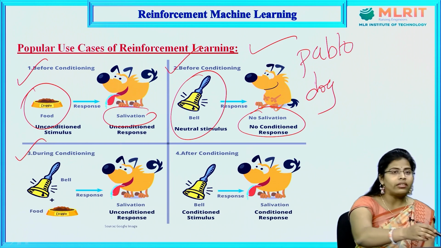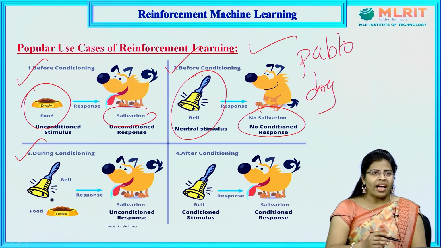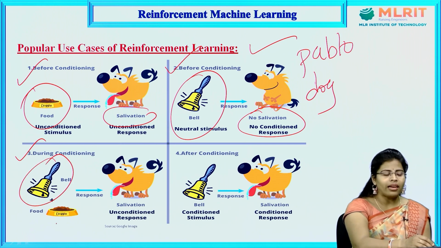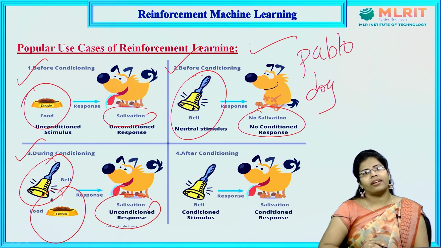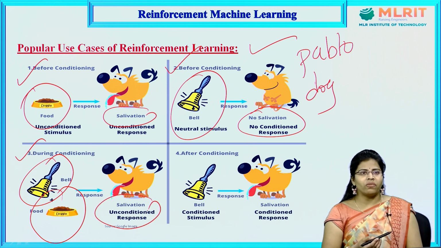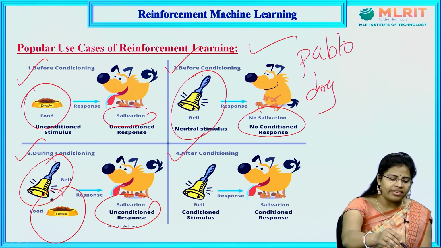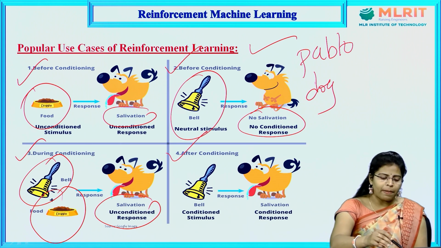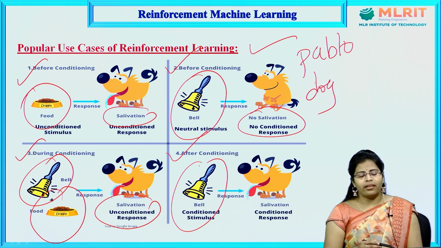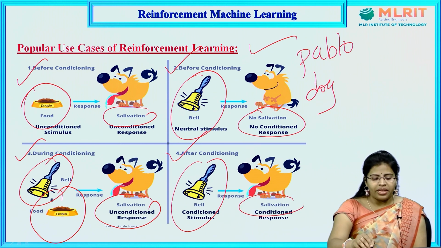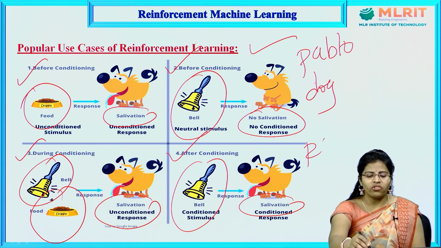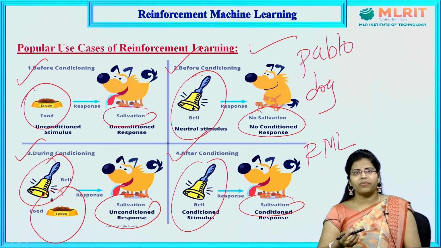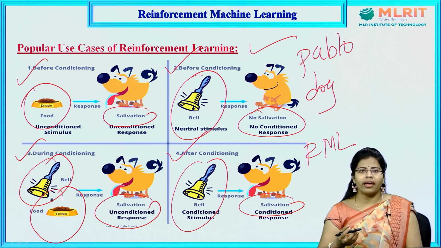Then coming to the third stage, when Pablo rang the bell and also gave food, what is the dog doing? The dog started salivating, with the bell along with the food. In the fourth stage, what did Pablo do? Pablo just rang the bell. So, what is the dog doing? The dog started salivating. That means the dog has been trained with the help of reinforcement machine learning algorithms.